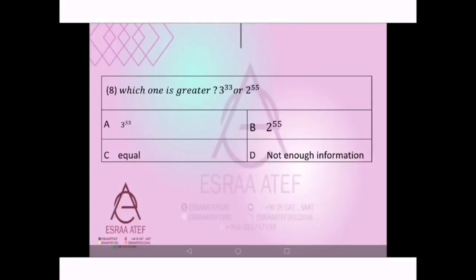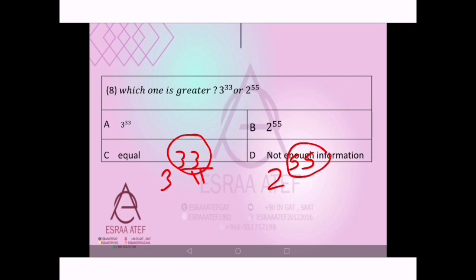Okay, here he asked which one is greater, 3 to the power of 33 or 2 to the power of 55. Here we have something common between them: the powers, we can divide them by 11. So we divide here by 11 and here by 11. If we divide here by 11, it will be 3 to the power of 3, and if we divide here by 11, it will be 2 to the power of 5. Then we get the value of them.